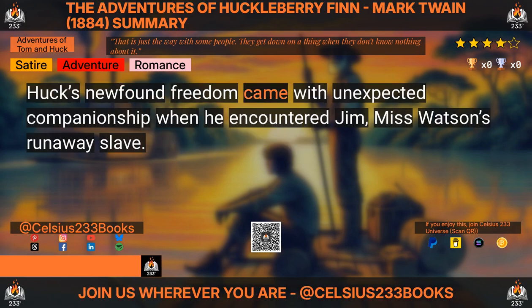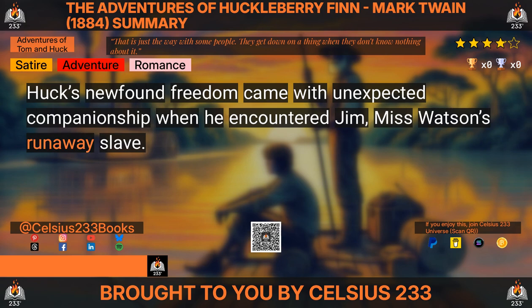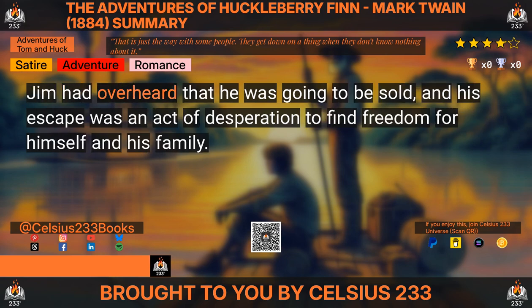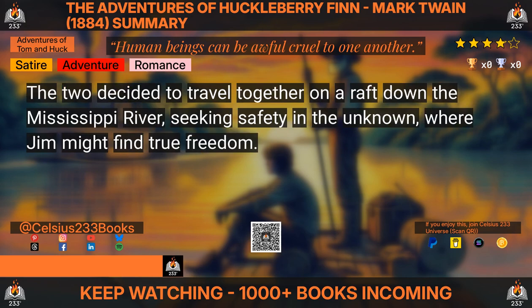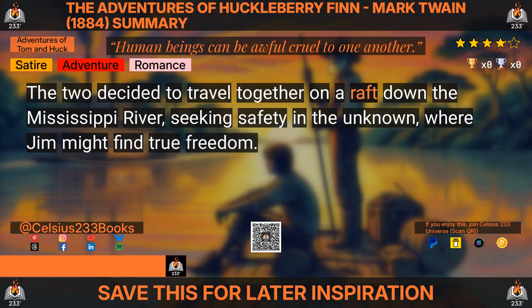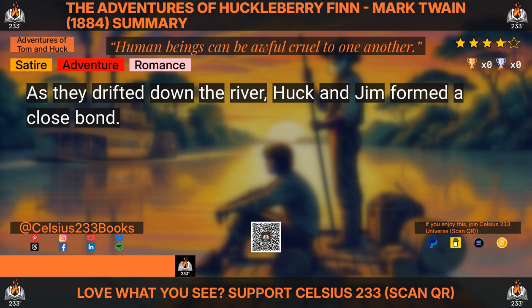Huck's newfound freedom came with unexpected companionship when he encountered Jim, Miss Watson's runaway slave. Jim had overheard that he was going to be sold, and his escape was an act of desperation to find freedom for himself and his family. The two decided to travel together on a raft down the Mississippi River, seeking safety in the unknown, where Jim might find true freedom. As they drifted down the river, Huck and Jim formed a close bond.